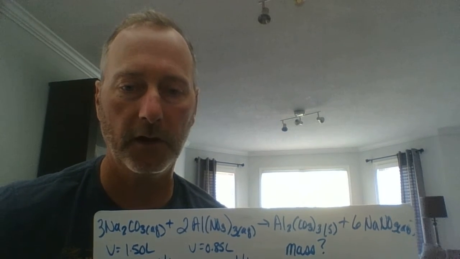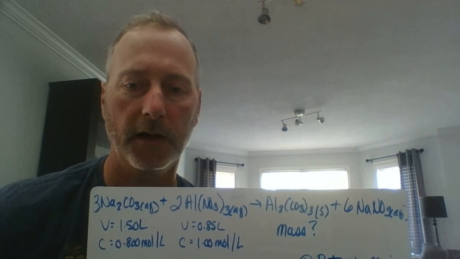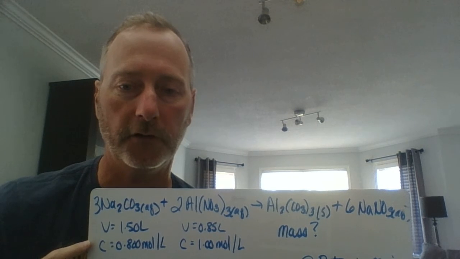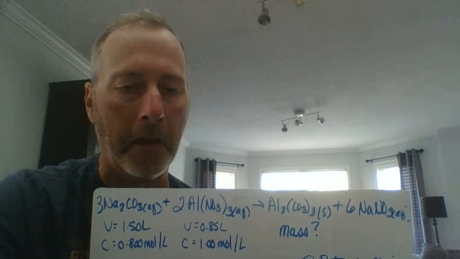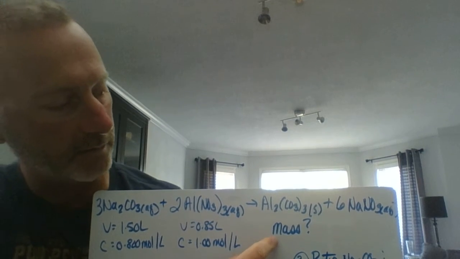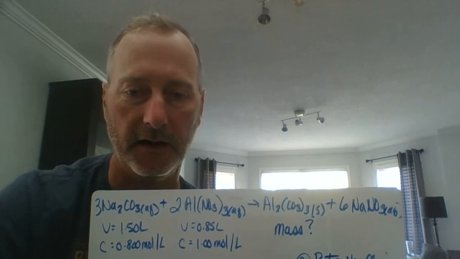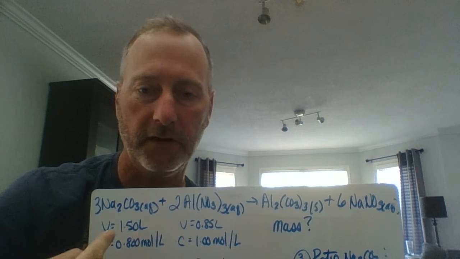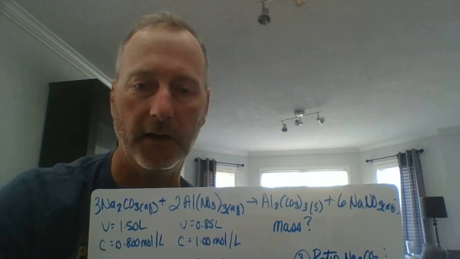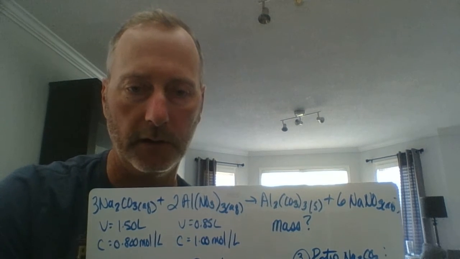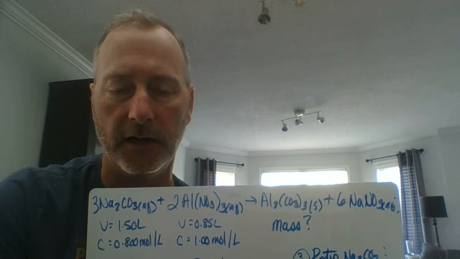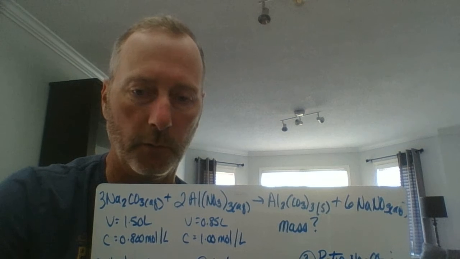So balanced chemical equation, the difference is here, they're going to give us the volume and the concentration of each reactant. So the key to this question is, what they're asking us for is the mass of this product. Before we can find the mass, we have to figure out which of these two reactants' information and essentially mole ratio we are going to use with that aluminum carbonate on the other side. So before we can do that, we have to determine which one is limiting.